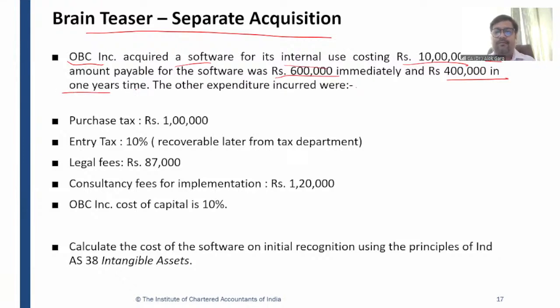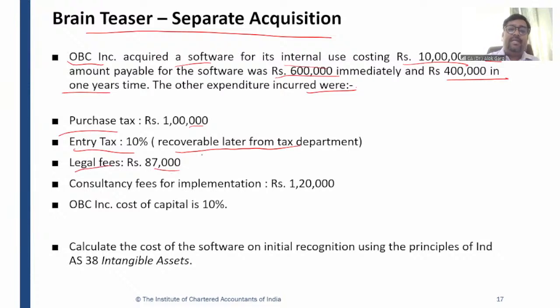It means it is a deferred credit term, right? The other expenditure incurred: there is a purchase tax of rupees 1 lakh, and nothing is given for this purchase tax. So we will assume that it is non-recoverable, right? It is non-refundable. There is an entry tax of 10% and it is given here that it is recoverable later from the tax department. So this is a refundable tax, right? It will not form part of your cost. But if it is non-refundable, it will form part of your cost.